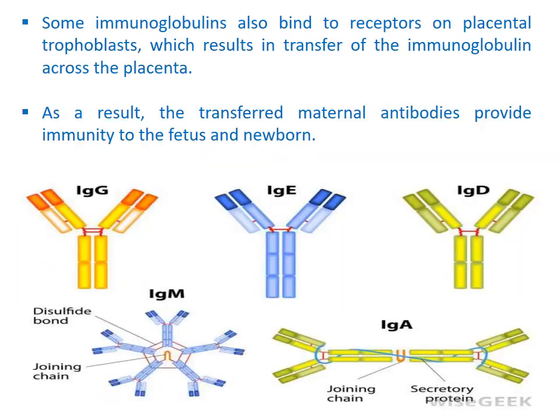Okay. Now, the next function, that is placental transfer. It has been seen that some immunoglobulin receptors are also present in the placental trophoblast. Thus, like there are receptors present in various cell types, some receptors are also present in the trophoblastic cells of the placenta. And this type of receptor helps in transfer of the immunoglobulin across the placenta to provide immunity to the fetus. Okay. As a result, the maternal antibody can protect the fetus and newborn.